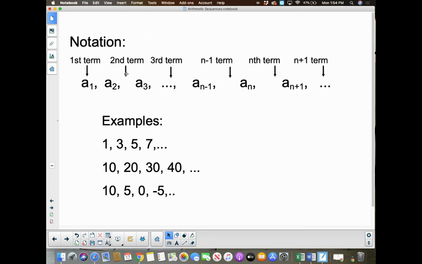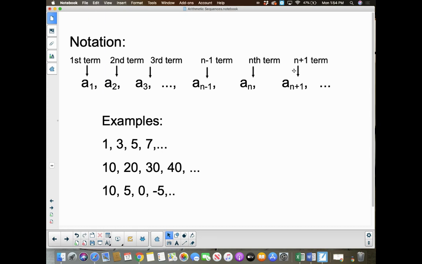So this is a new notation that you will need to get used to. Every year my arrows are off, and every year I forget to fix them. But if you notice, you're dealing with subscripts, okay? So you might hear me say a sub 1. That just means your first term. A sub 2, that's your second term. A sub 3, your third term, and so on.